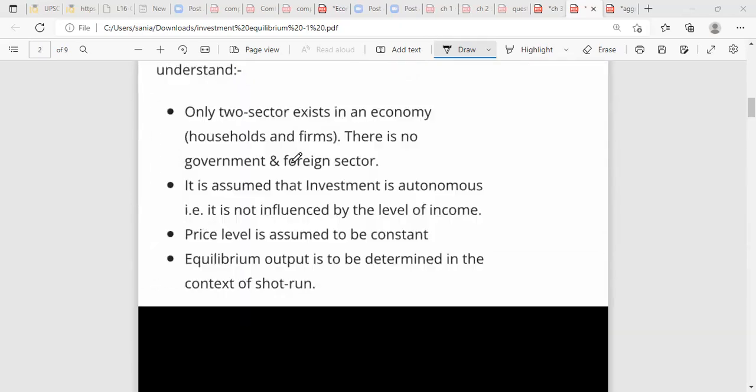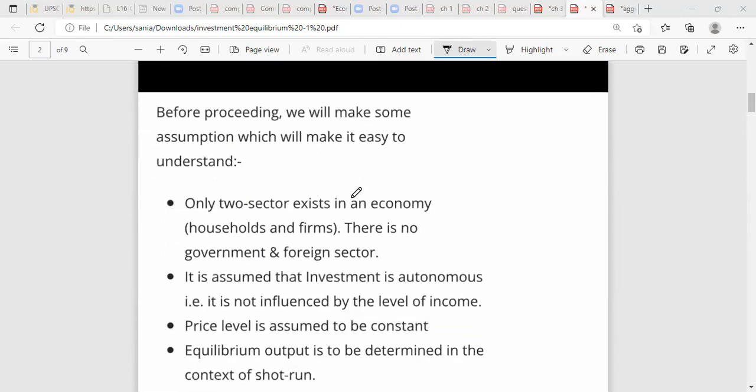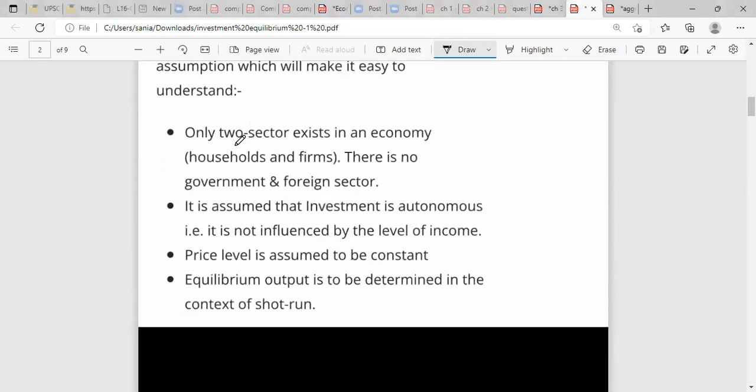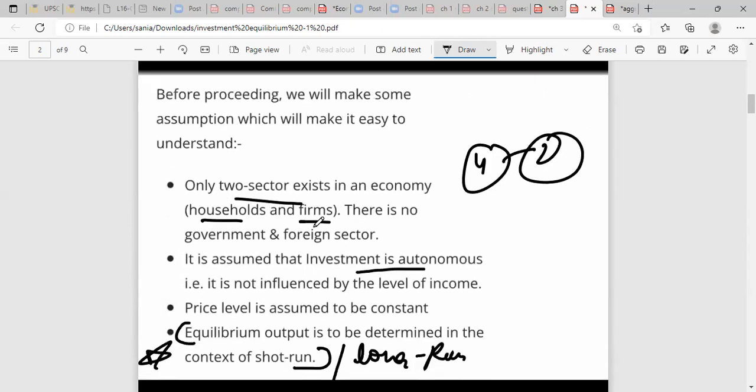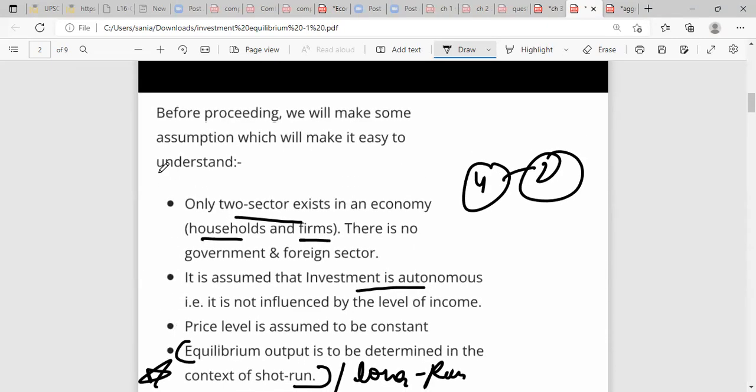Okay. Now we already discussed the two things. So we already know this. So you will not write it down. See, we have two sectors, right? Though we have four sectors, right? But we only take two sectors. One is there is no government and the foreign sector. Okay, we have only two sectors, household and the firms. And it is assumed that investment is autonomous. Already know, right? It is not being influenced by the income. Price level is assumed to be constant and equilibrium output is to be determined in the context of short run only. Very, very important. It is not determined in the long run. Long run means in a long period of time. It is only determined over here, right? So these are basically the assumptions.